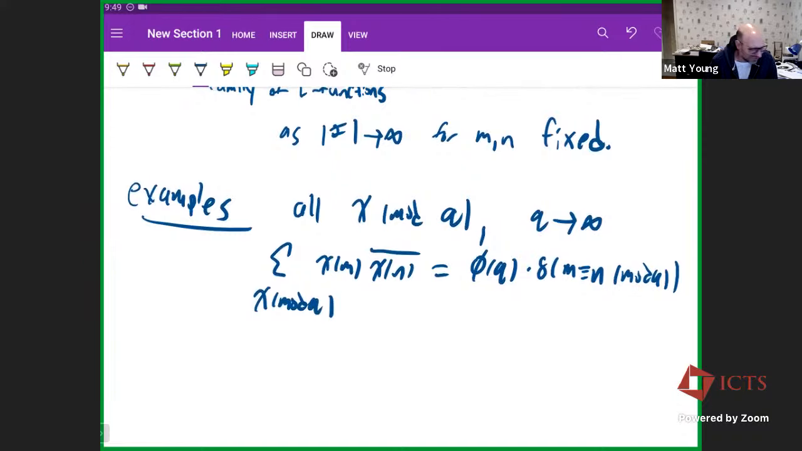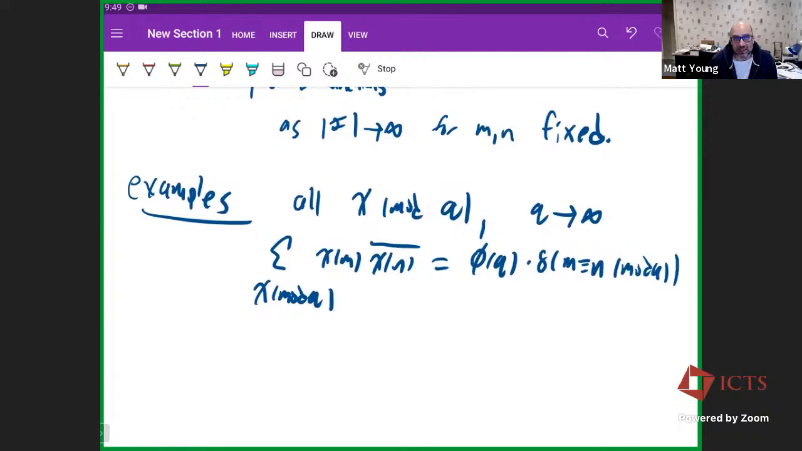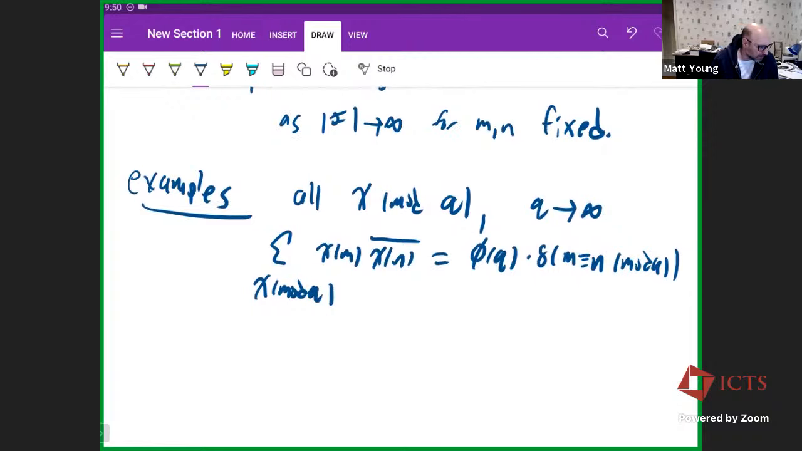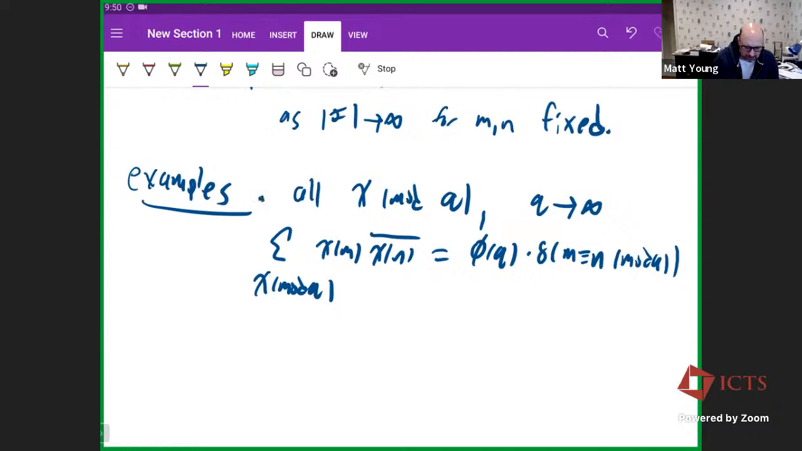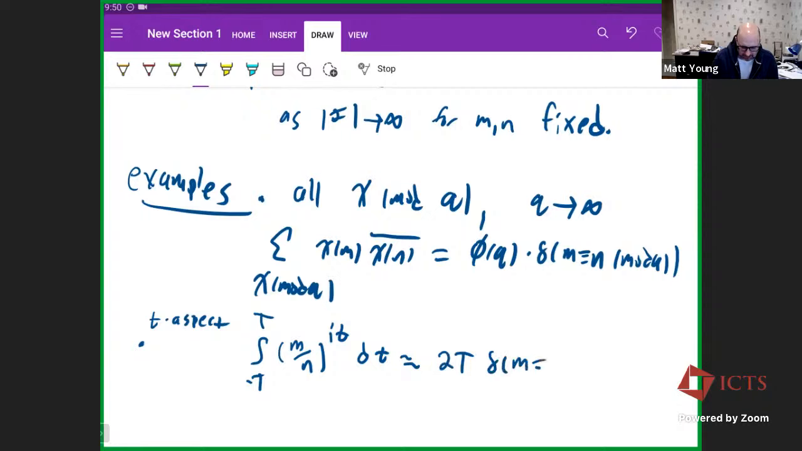Okay, good. So that's our orthogonality formula that we've already been using. Another example would be the t aspect. Here, if you integrate from minus t to t of (m over n) to the it dt, this is approximately 2t times the delta function that m equals n. Or more generally, it says that m and n are close, but if you just fix m and n and let t go off to infinity, then in the limit this tells us that m has to equal n.